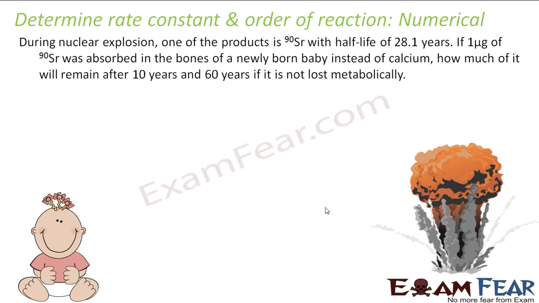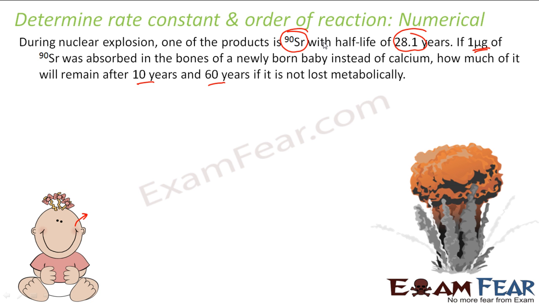Next question is, during a nuclear explosion, one of the products is 90 Sr with a half-life of 28.1 years. If 1 milligram of this 90 Sr were absorbed by a newly born baby in the bones, instead of calcium, the 90 Sr will be absorbed. The question is, how much of this will remain after 10 years and 60 years? 10 years is the adolescence time when the kid becomes an adolescent, or 60 years when he is almost about to die. So if 1 milligram was absorbed, how much milligram will still be there in the body?